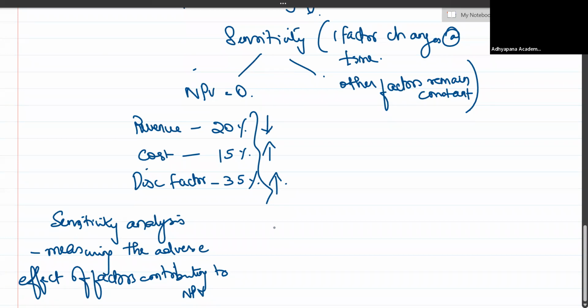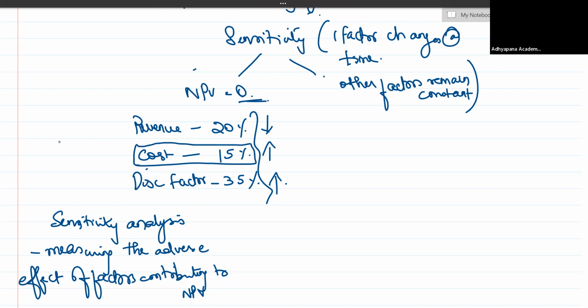which factor is most sensitive? With a 15% increase in cost itself, NPV becomes 0. Which is quick for touching the 0 line. For touching the 0 line, the revenue has to fall by 20%. For touching the 0 line, it is enough that the cost increases by 15%. For touching the 0 line, it is necessary that the discount factor increases by 35%. So based on this comparison, you will conclude the cost is the most sensitive factor.